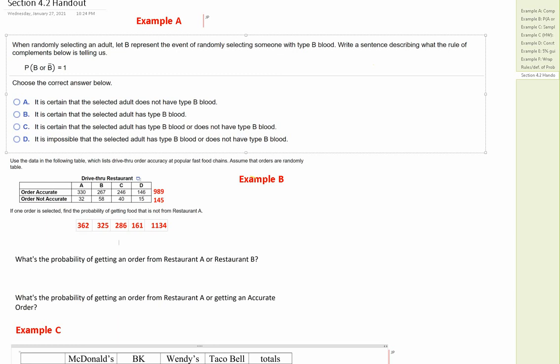We can get rid of that last one. Why can we get rid of that last one? Impossible. It has to be one of the two. If it's impossible, what probability do you associate with impossible? 0. And the probability that they list there is 1. So we can rule that out right away.